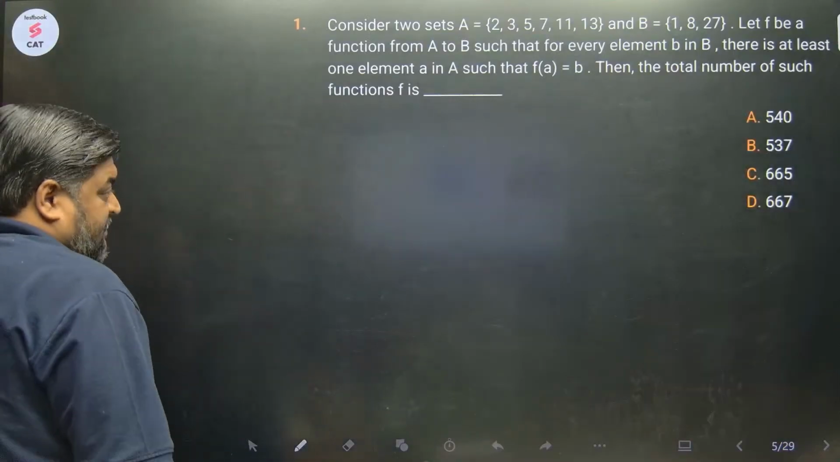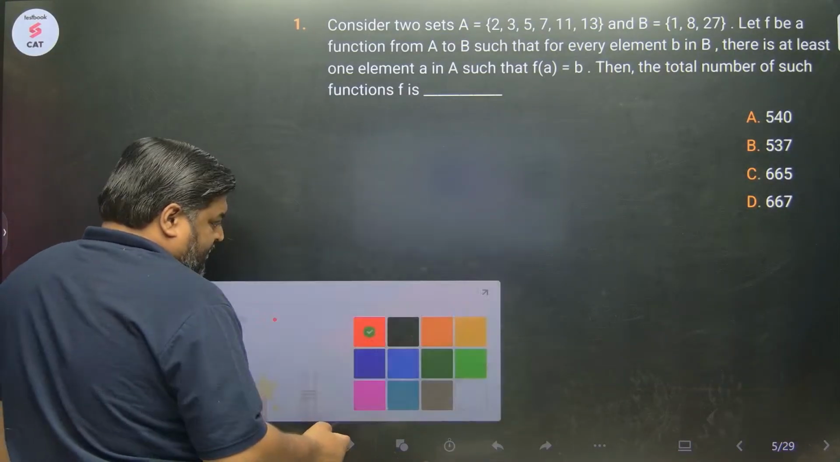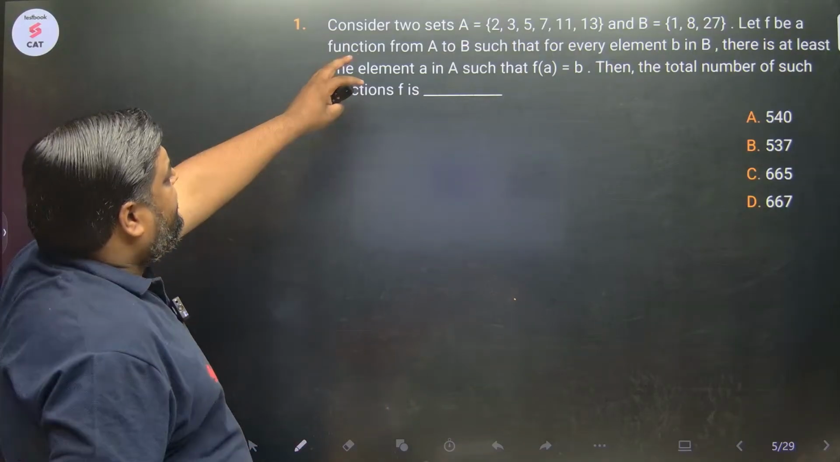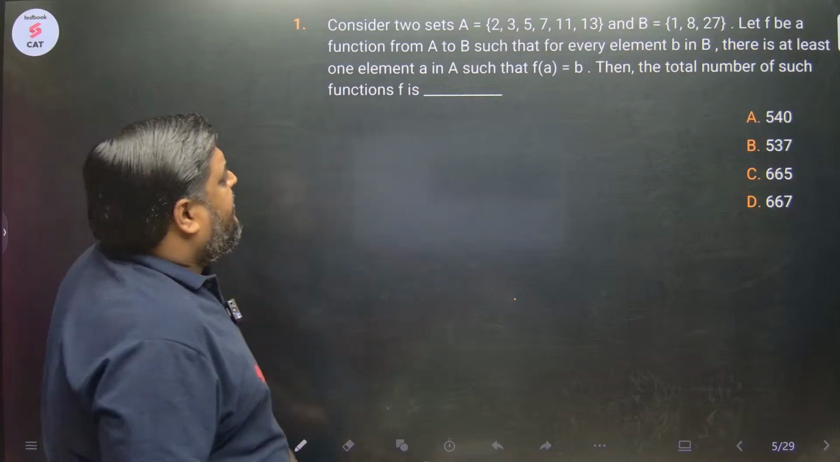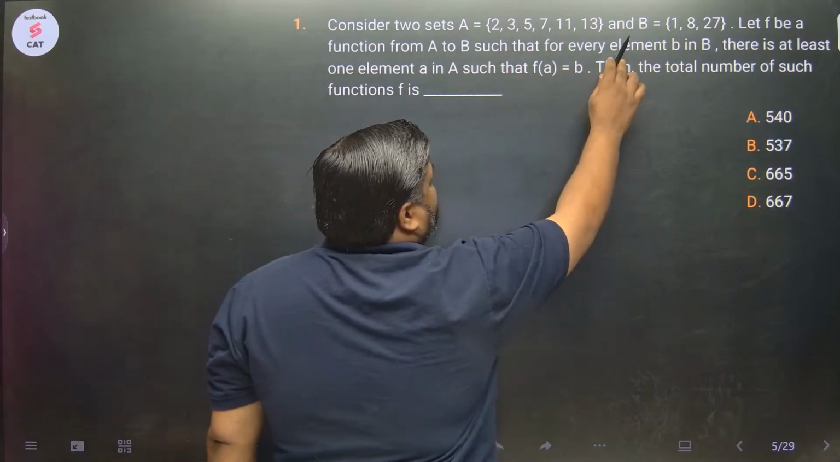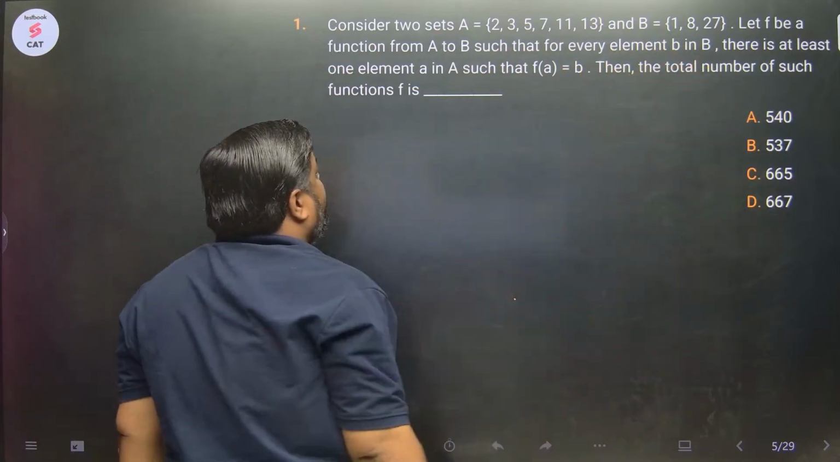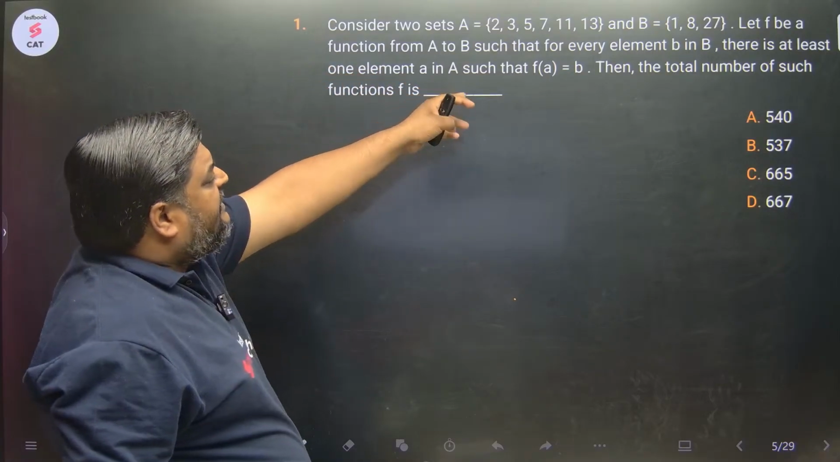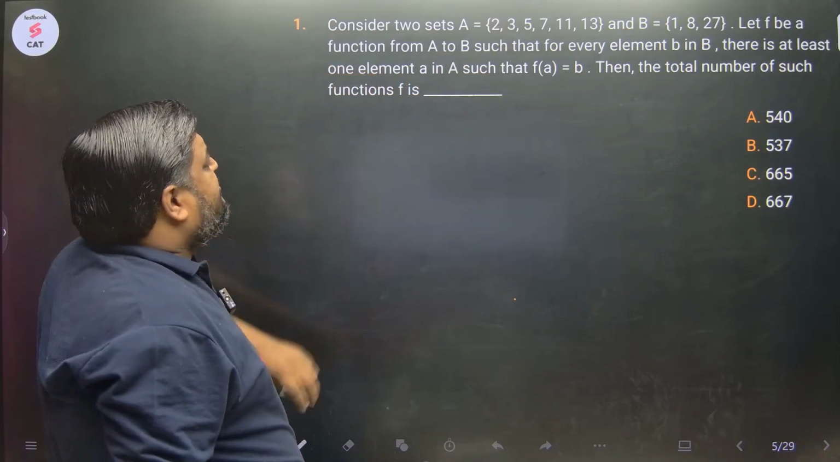Oh no. So this is the first question for CAT 2024 slot 1. Consider two sets. Set A has these elements 1, 2, 3, 4, 5, 6 and set B has 3 elements 1, 8, 27. Let F be a function from A to B such that for every element in B there is at least one image in A.